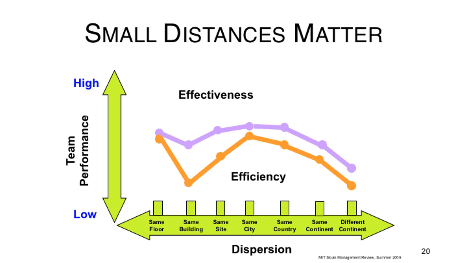Here's some additional research from MIT Sloan related to the impact of physical distance on team performance. Take a look at the impact of distance as it grows from team members who are on the same floor to those who are located on different continents. When we're talking about effectiveness, we're looking at product quality, reliability, and customer satisfaction. When we're looking at efficiency, we're looking at adherence to budget and schedule restraints. Here's the main point.